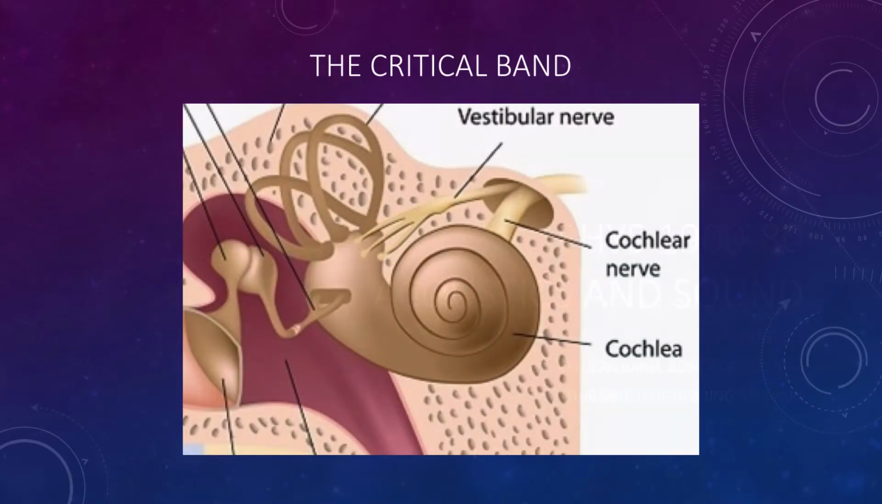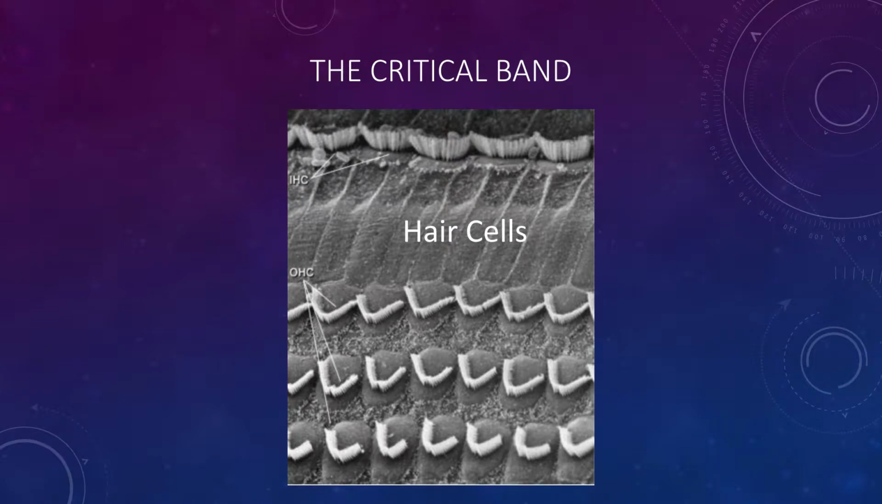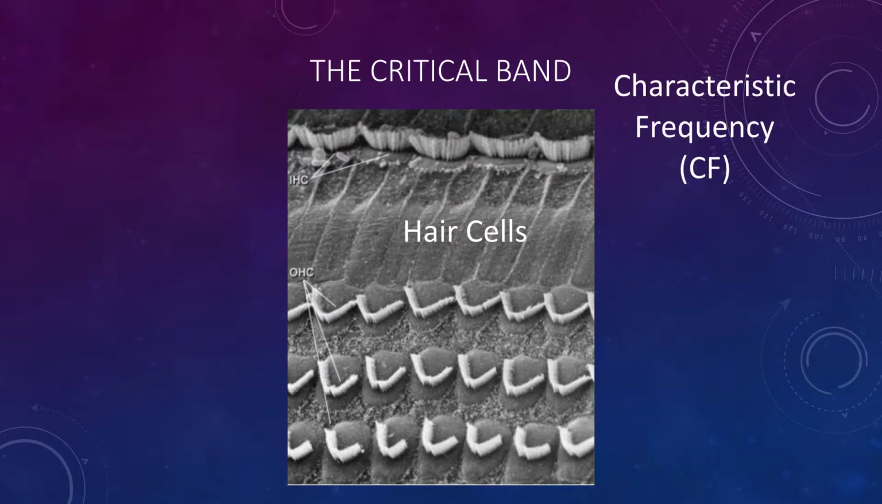The critical band. We mentioned before that different frequencies stimulate different parts of the basilar membrane. High frequencies cause hair cells towards the base of the cochlea to fire, whereas low frequencies cause the hair cells at the apex of the cochlea to fire. Each hair cell has a specific frequency that it is sensitive to. That frequency is referred to as the characteristic frequency, or CF.